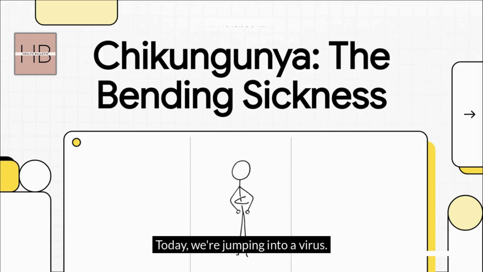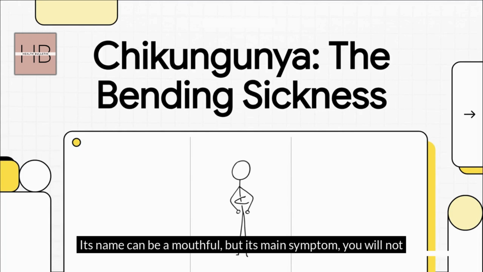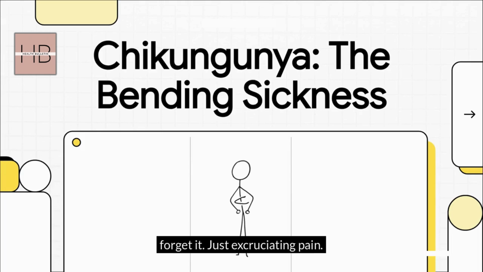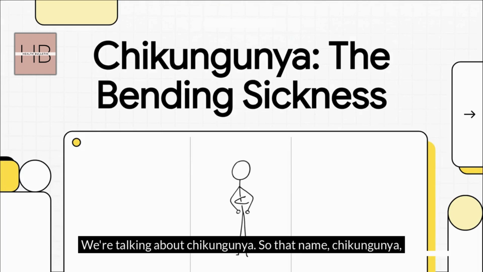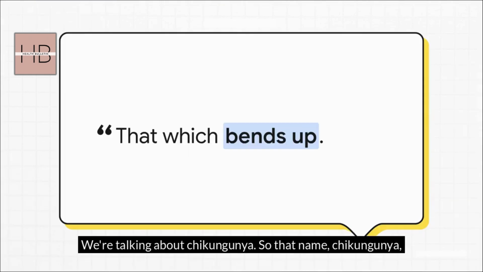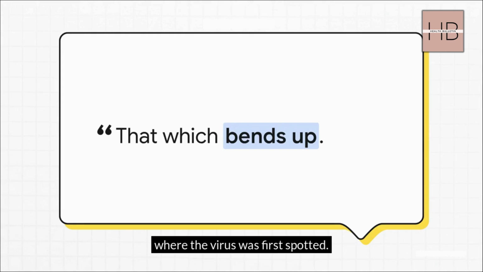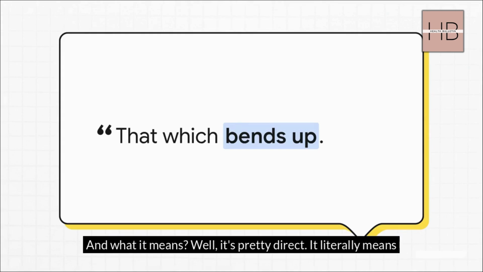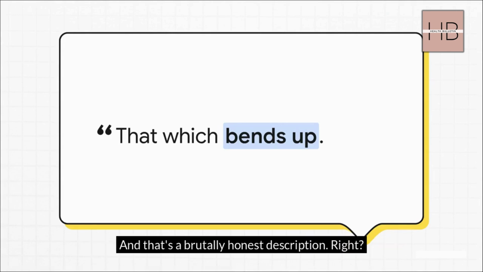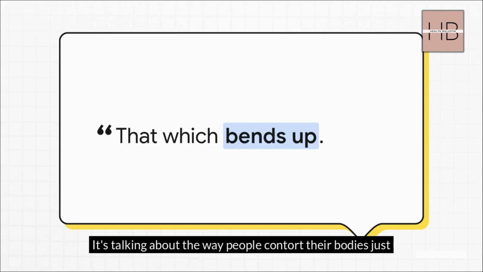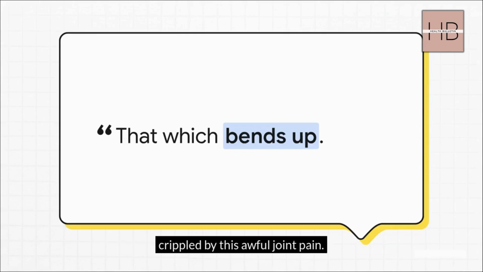Today we're jumping into a virus. Its name can be a mouthful, but its main symptom, you will not forget it. Just excruciating pain. We're talking about chikungunya. That name actually comes from the Makonde language from Tanzania, where the virus was first spotted. And what it means? Well, it's pretty direct. It literally means "that which bends up." And that's a brutally honest description, right? It's talking about the way people contort their bodies, just crippled by this awful joint pain.